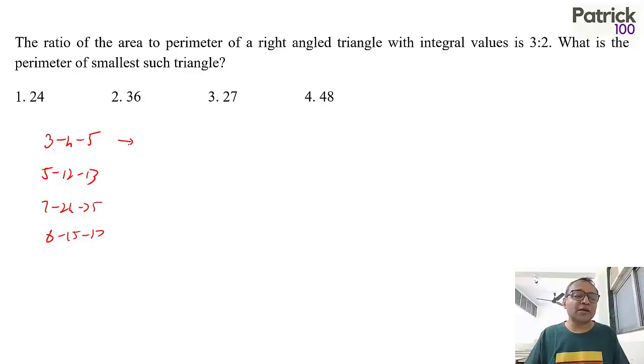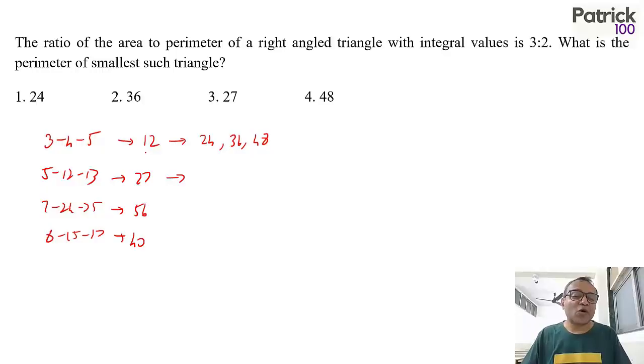If I take the first triangle, the perimeter will be 12, or a multiple of 12 for any such triangle. This one will be 27. This will be 49 plus 7, 56. And this will be 32 plus 8, 40. So the only values that can satisfy are 24, 36, 48, or 27. These are the values which can satisfy.